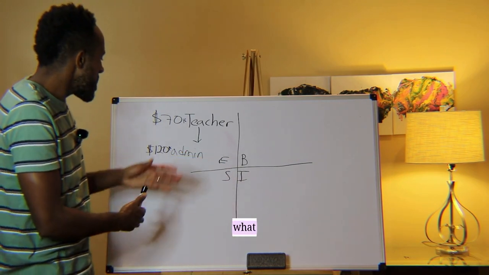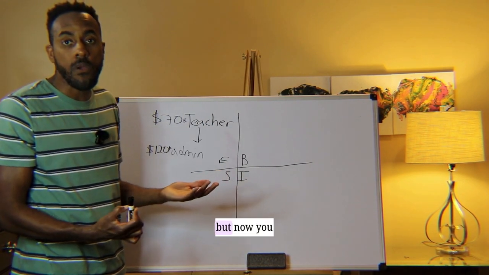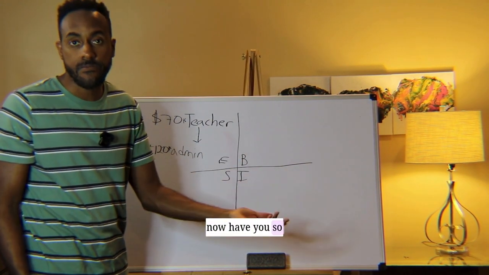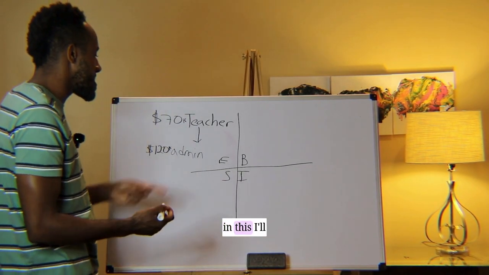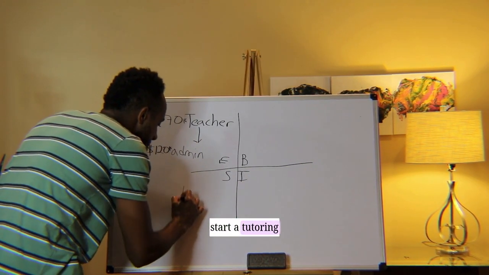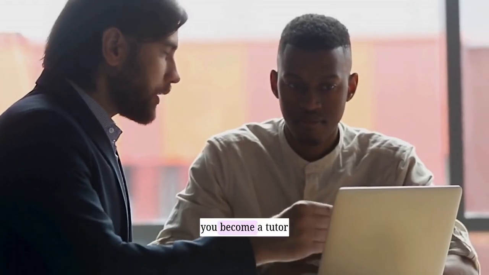So what ends up happening is you end up almost in the same trap that you were in before, but now you just have nicer things, or nicer things now have you. So some teachers, what they think is, okay, I'm not going to participate in this. I'll go ahead and maybe I'll do some tutoring on the side. That's the S. I'll start a tutoring business. So you become a tutor.